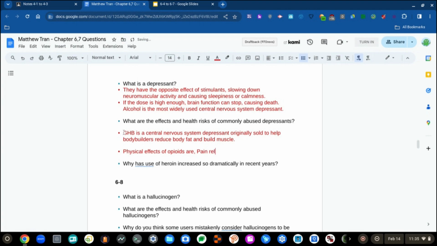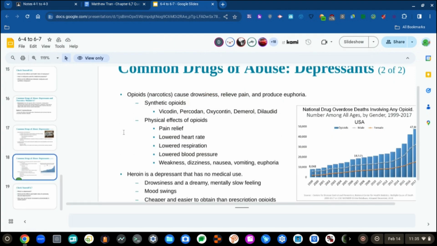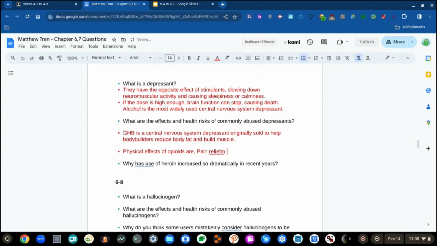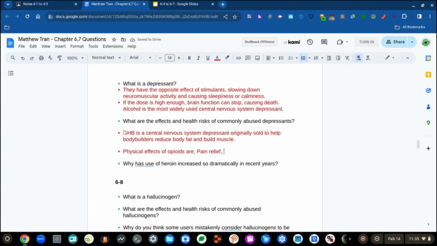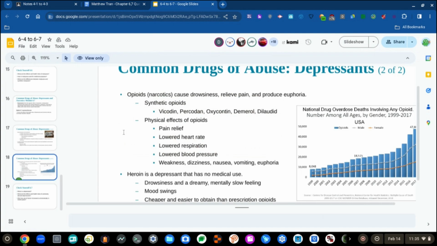They relieve pain, but they slow down your heart and breathing and blood pressure. And the problem with that is stuff like fentanyl or any of these, it's easy to overdose on them and it can kill you. By the way, here's the chart. This one goes up to 2017 and how many people have died. In 2017, it was about 50,000 and it's climbing toward 100,000. So people are overdosing on this a lot.